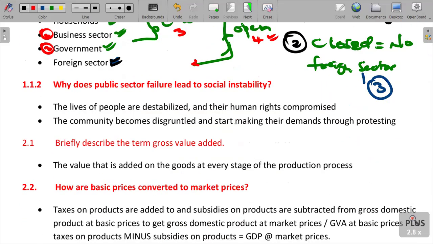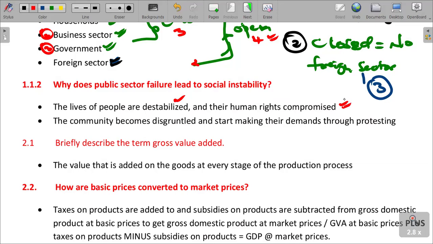And then, why does public sector failure lead to social instability? Government failure: we talk about the responsibilities and roles of government. There are various responsibilities that the government undertakes. We talk about basic services, and the government existing in various institutions and parastatals to serve its public. If it fails, it leads to social instability, to problems within our communities and societies. Lives of people are destabilized and their human rights are compromised.